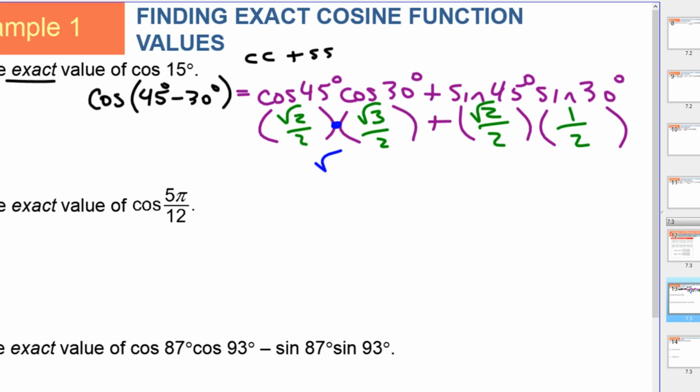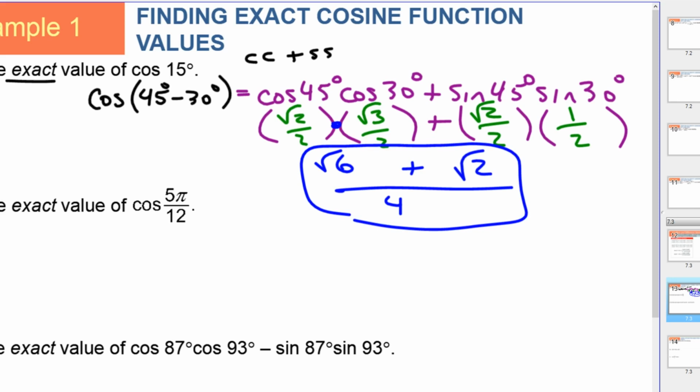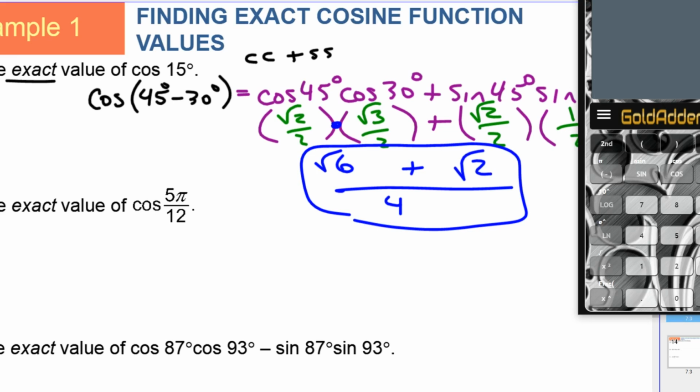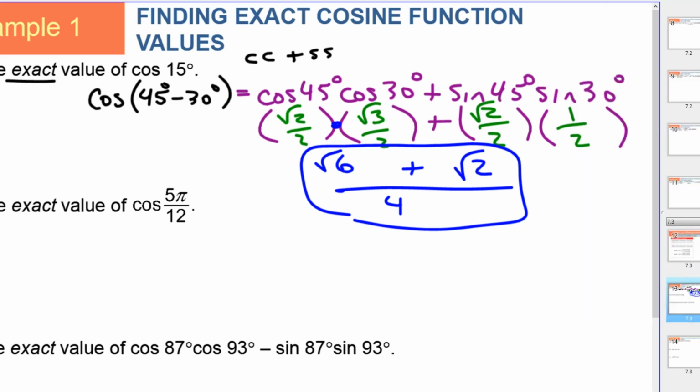I know square root of 2 times the square root of 3 is square root of 6. I'm going to have plus the square root of 2, and all that's going to be over 4. And that's your answer. That's your exact answer. You can check your work, put her in degrees, and we know cosine 15 on the calculator is approximately this. So you should be able to say square root of 6 plus square root of 2 all over 4 and get the same thing, 0.9659 or whatever. That's the same thing. That's exact though, with the square roots, exact.